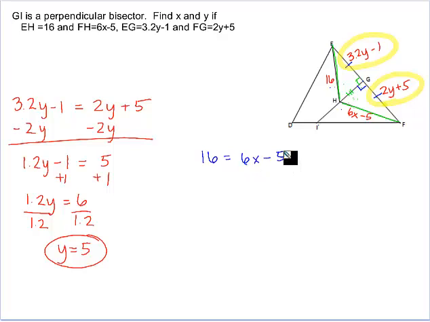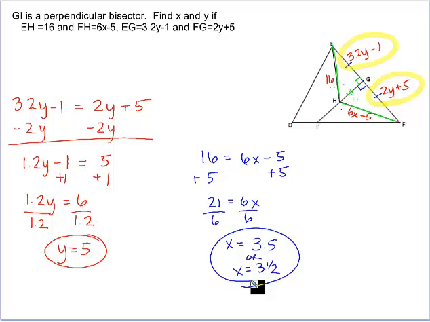And then we just have to solve this. So to solve this, we'd have to add the 5 over. And so we would have 21 is equal to 6x. And then to get the x alone, we'd have to divide by 6. So x is equal to 3.5 or 7 over 2. You can express it either way. So there we solved it using the fact that GI was a perpendicular bisector.